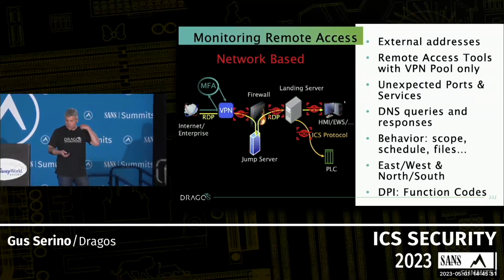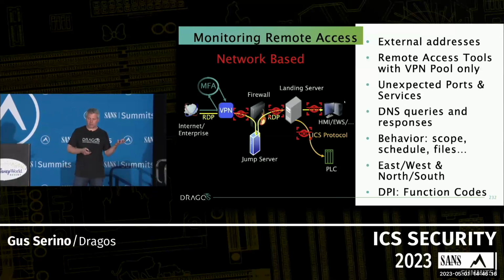On network-based monitoring, similar thing. You should know what IP addresses you expect to see in your environment. When you see IP addresses outside your VPN pool or outside your internal addressing scheme, you should know what that is and you should document that so you don't have to go through a fire drill if you see one. Ideally you shouldn't see any, but likely you may. That's an easy one to pick out.